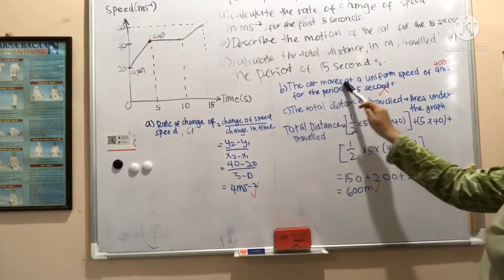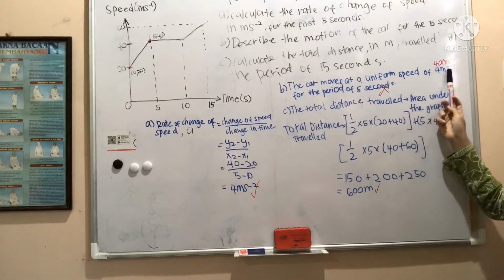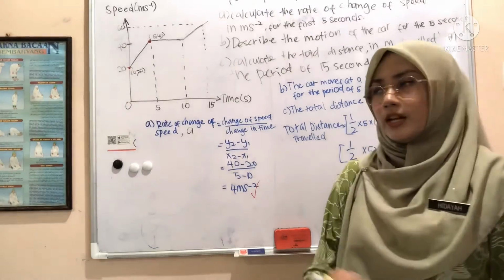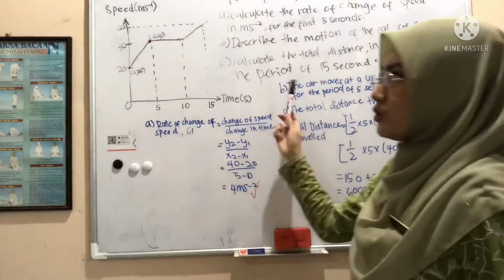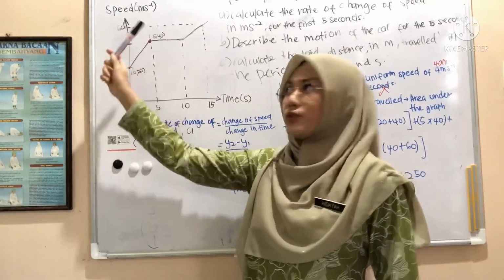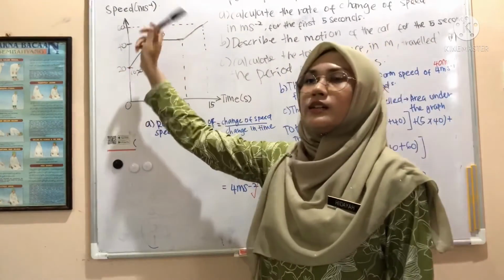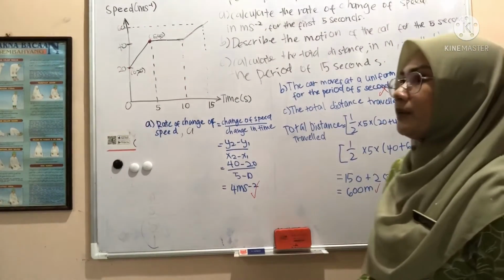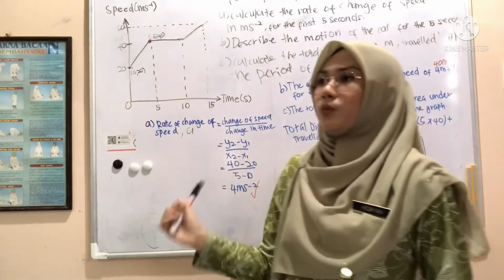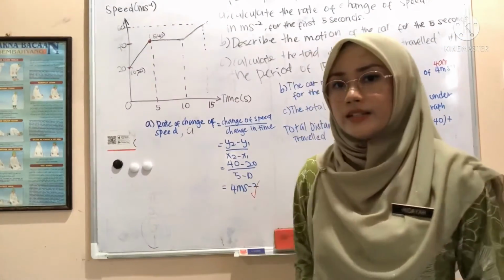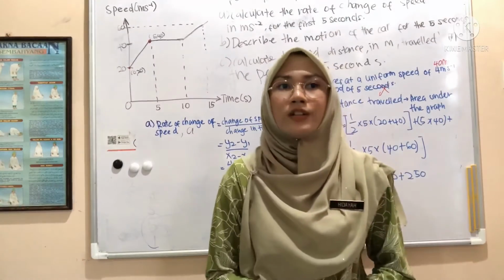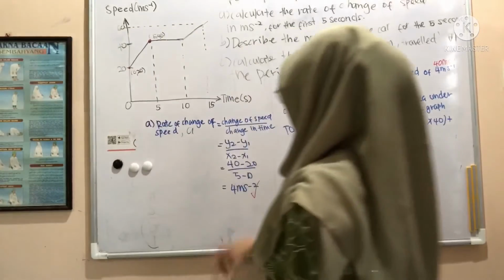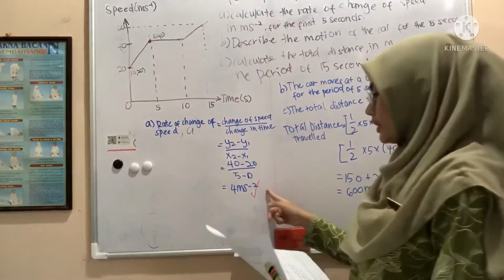Then question B asks, describe the motion of the car. The car moves at a uniform speed of 40 ms negative 1 for the period of 5 seconds. If the question asks to describe the motion, we need to state the speed, but when the question asks to describe the speed, we must state the acceleration, whether it accelerates or decelerates and by how much.